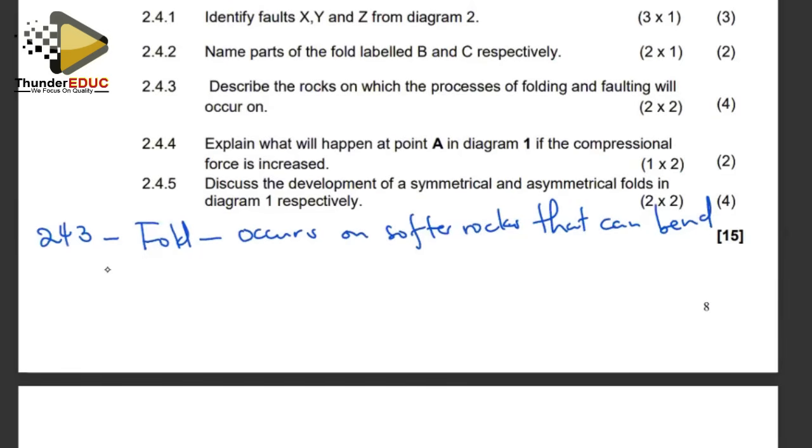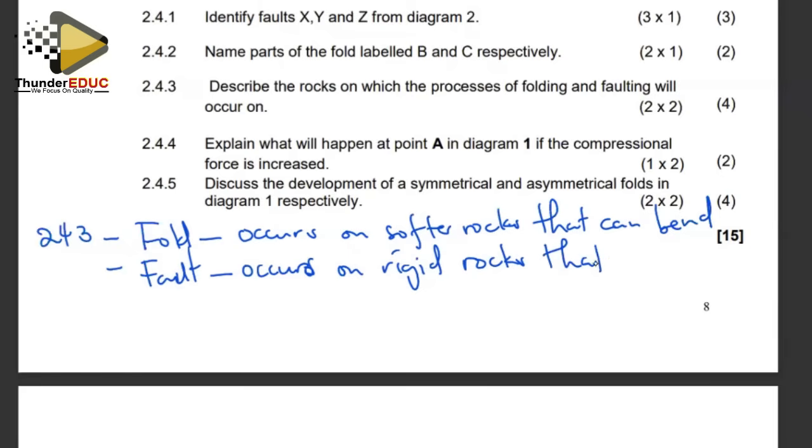And then faulting, we are saying if the rock is exposed to pressure, it cracks. Which types of rocks fault? This occurs on rigid rocks that cannot bend. They cannot bend or they cannot fold. They break. They develop cracks. If you expose pressure on them, they cannot bend. The only way for them to sustain is to break. They develop cracks and they break.